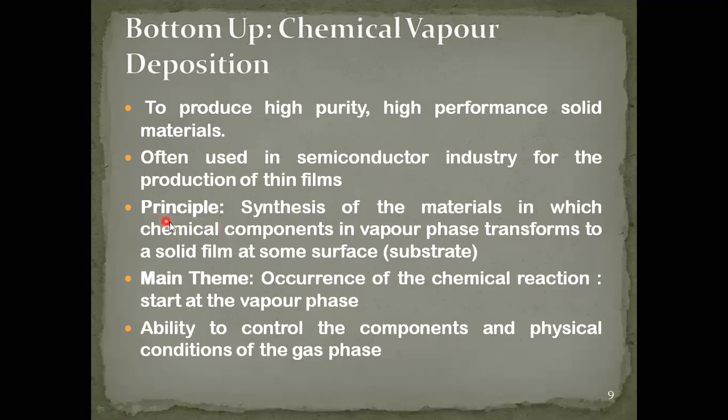So what is the principle involved in chemical vapor deposition? As the name indicates, chemical vapor deposition: we are taking the vapor and depositing it, and later on it becomes a solid, right? So it is the synthesis of a material in which chemical components in the vapor phase, that is, in the form of a gas, transform into a solid film at some surface, right? When you are taking two different gases, you are making them into vapor and depositing on something.